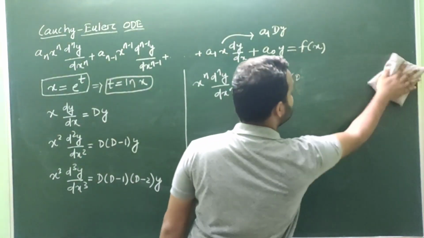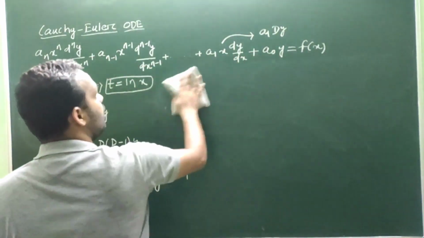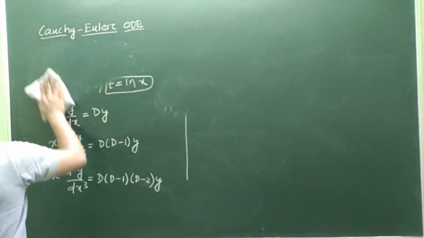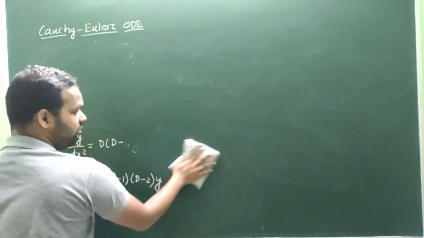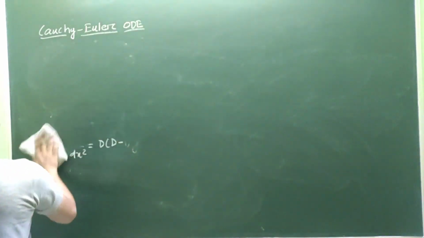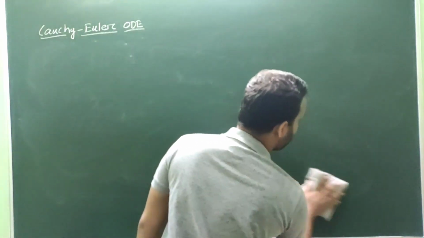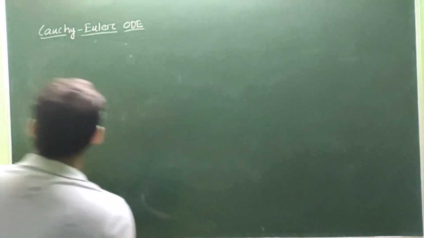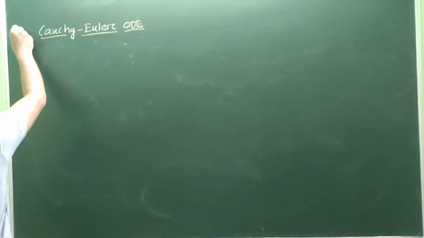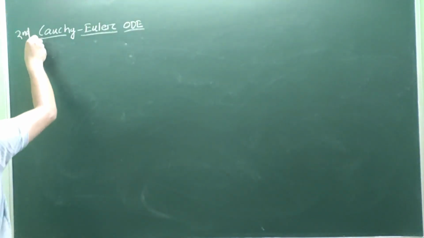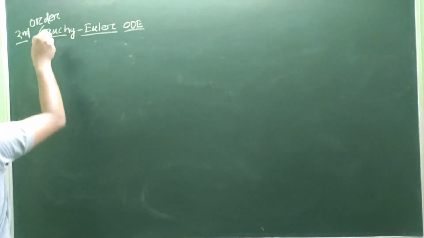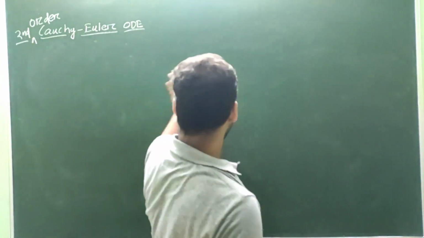Here I will take the second order Cauchy-Euler differential equation, because that is the most probable question you will get in the exam. They will not ask third order or fourth order, because that will be very complicated to calculate. They will most probably ask the second order Cauchy-Euler differential equation. So let me take this second order Cauchy-Euler ordinary differential equation.